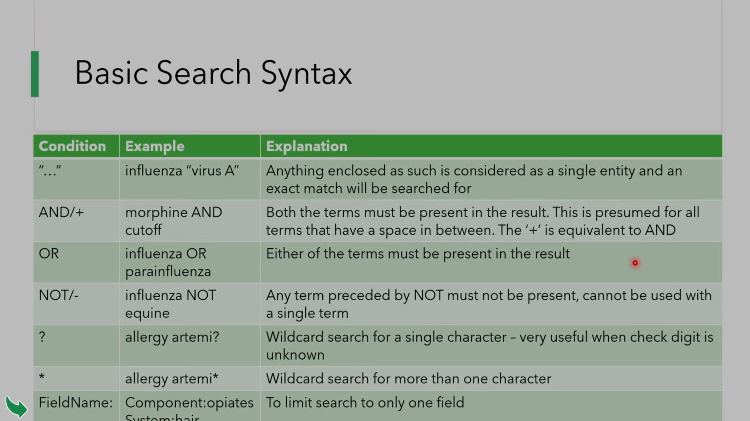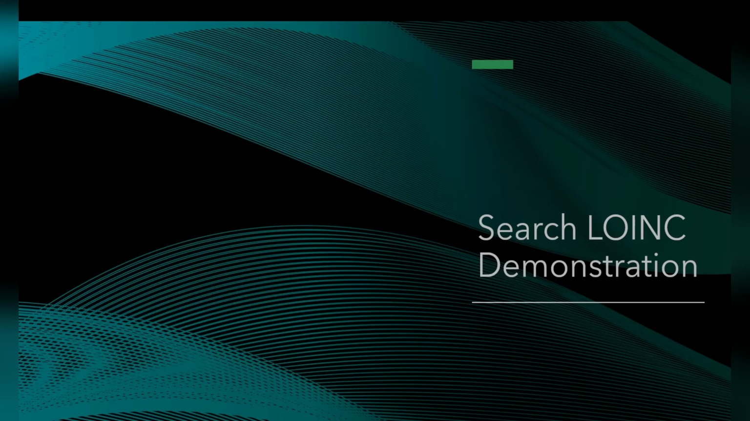If you want to limit your search to only a particular field or fields, then you have to write the field name colon followed by the term that you are looking for. For example, in this case, component colon opiates and system colon hair will fetch all terms that have component as opiates and system hair. Let us begin with some basic search techniques.